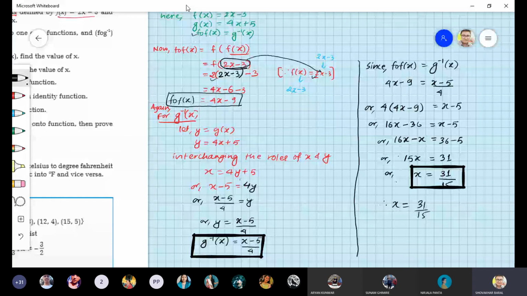Okay, can you tell me what do you mean by identity function? If the question asks you to find so that the function is an identity function, what do you do at that time?